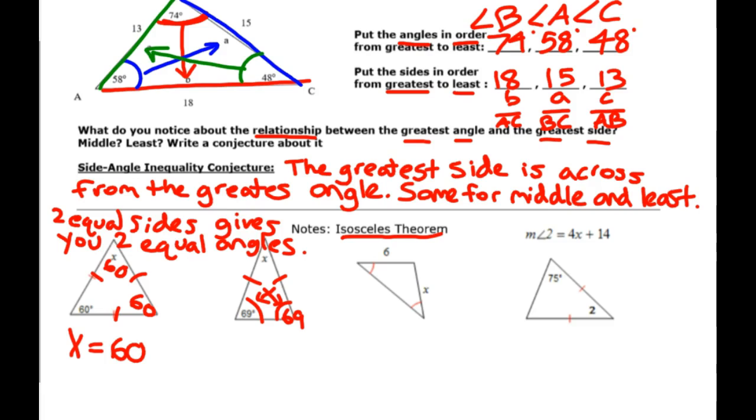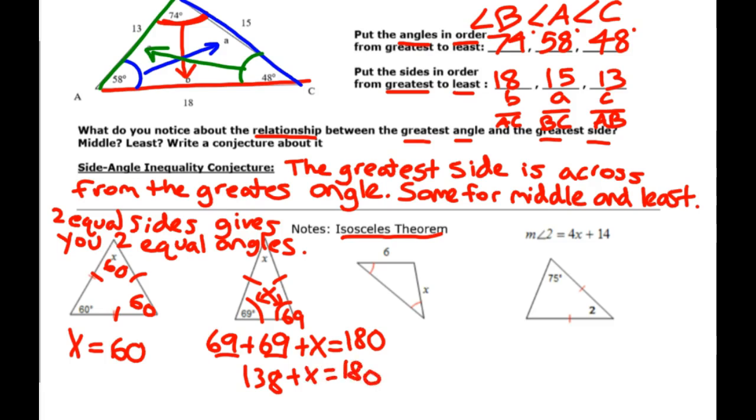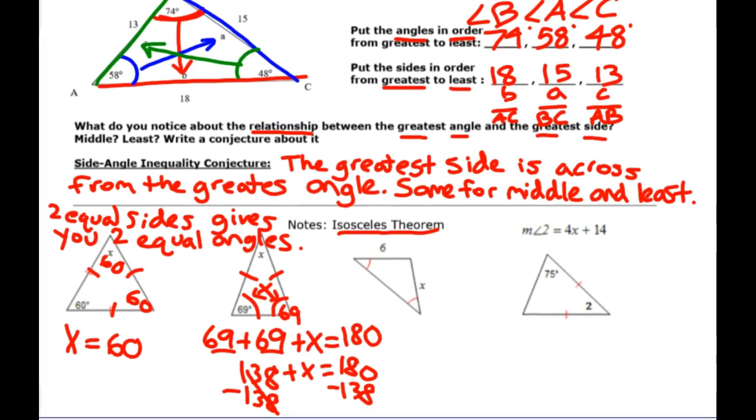Add them up, subtract from 180. So I could write 69 plus 69 plus x equals 180. Add up my two constants over here, and I get 138. And then we subtract from 180. What's 180 minus 138? 42.